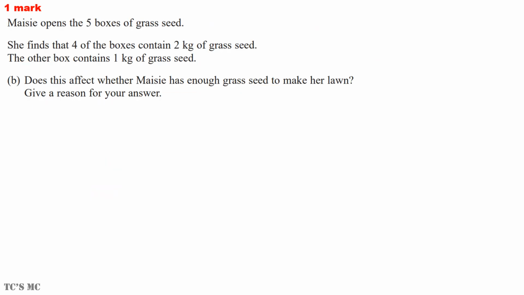Macy opens the 5 boxes of grass seed. She finds that 4 of the boxes contain 2 kilograms of grass seed. The other box contains 1 kilogram of grass seed. Does this affect whether Macy has enough grass seed to make her lawn? Give a reason for your answer. Before starting, I want to work out how much grass seed she actually has. So that is 4 multiplied by the 2 kg. Add on the 1 kg. Macy has 9 kg.